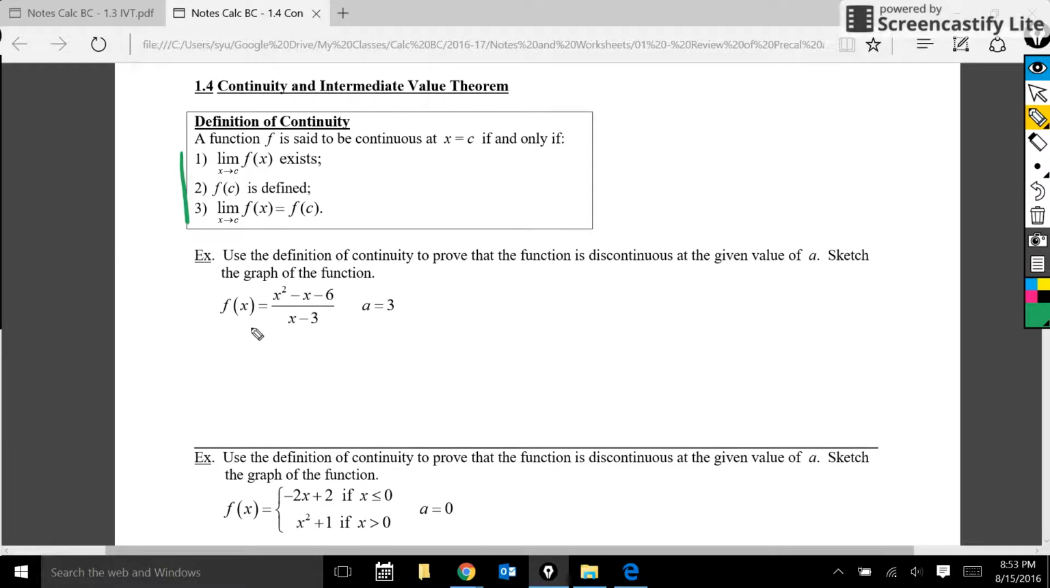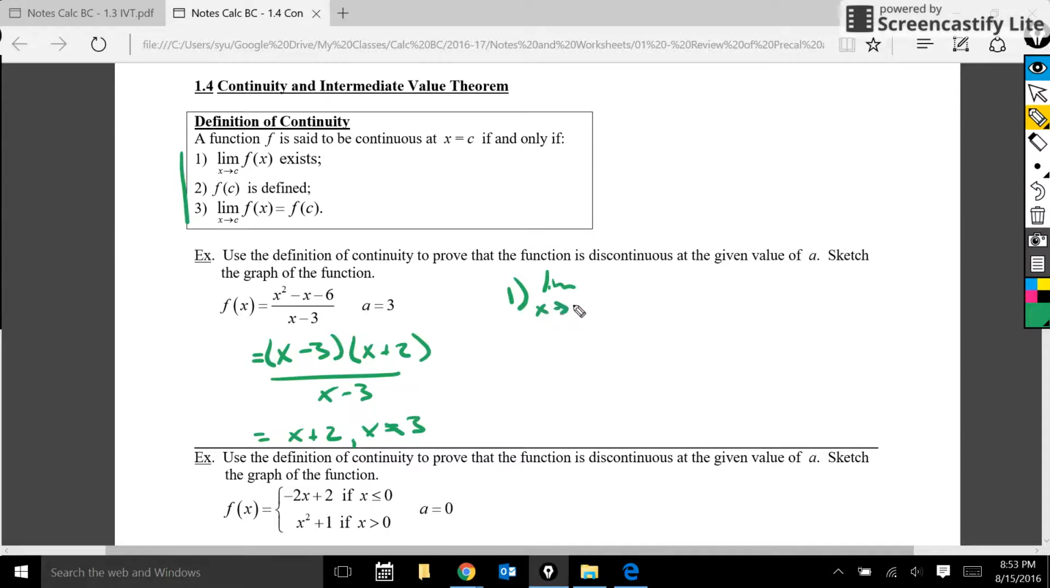All right, so I noticed that I can factor this, so I'm going to go ahead and do that because I'm probably going to have to later anyway. So I know this is (x minus 3)(x plus 2) over x minus 3. I know that'll cancel. So I get x plus 2, but x also cannot equal 3. Okay, so I'm just going to test this first one here, saying that the limit exists. So let's test if the limit exists.